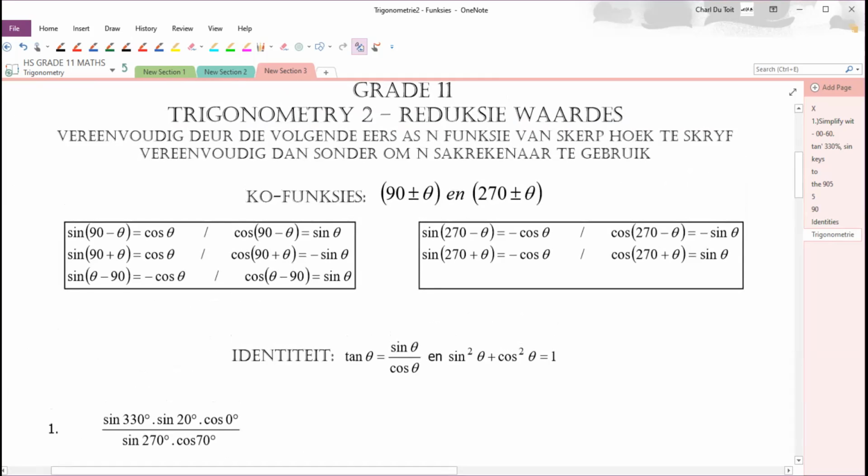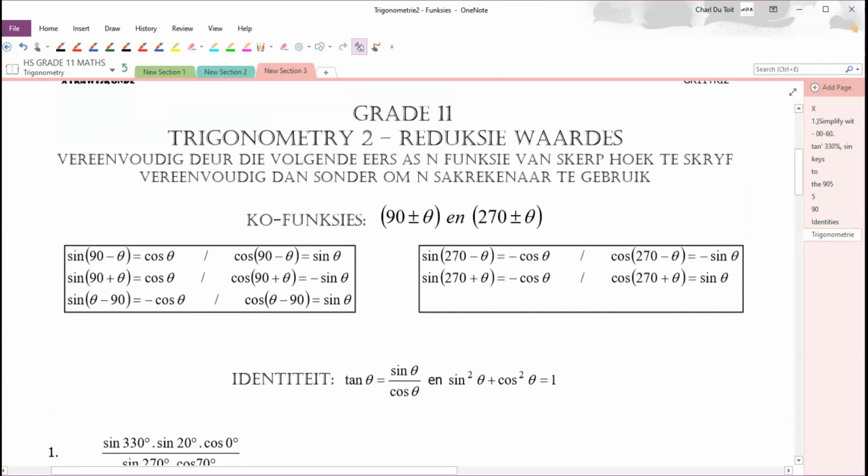This is all your co-functions written down. And that's your two identities. It's not necessary. You've got all of them, but maybe you just want to do a screenshot there of that.